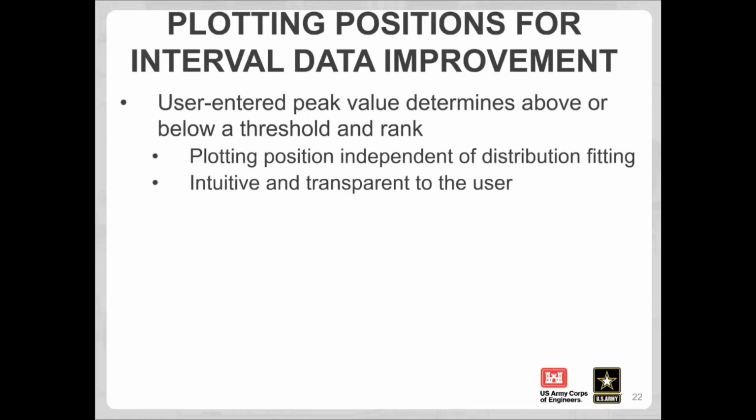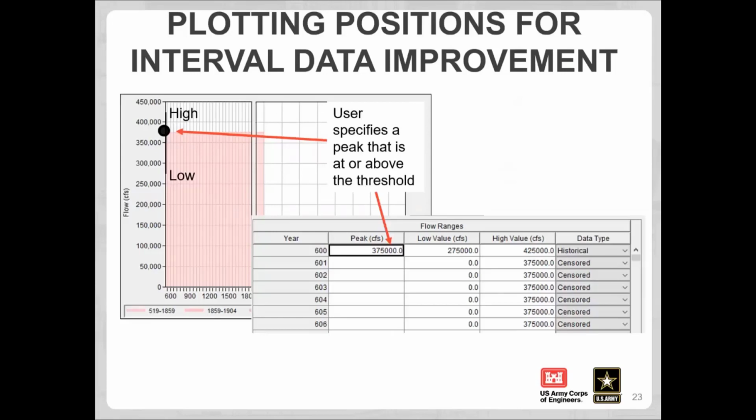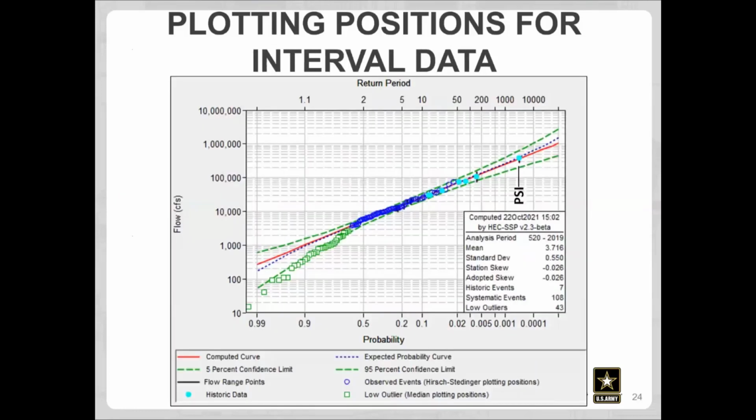If you go to the next slide, there's a quick visual of that. Now the user can specify, as I said, a peak value in the flow range table that ensures it's at least equal to or higher than the threshold. So if you want this flood to rank as the largest flood above all thresholds for the entire period of analysis, you just have to enter a peak value here that is greater than or equal to the threshold. In this example, the threshold is about 375,000. So as long as you enter a peak value greater than or equal to 375,000, you will get the desired plotting position.